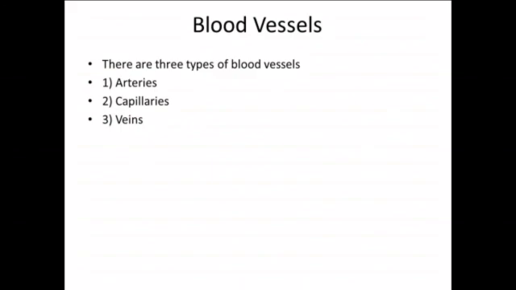Next topic is blood vessels. These are hollow tubular vessels which conduct the blood from the heart to the tissues and back to the heart. There are three types of blood vessels. First, arteries. Second, capillaries. Third, veins. Arteries. These are thick-walled vessels which carry blood away from the heart. They are elastic in nature and have a narrow lumen and are deep-seated in the body and have no valves in them. The blood passing through the arteries has considerable pressure.